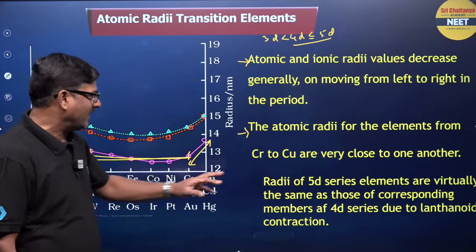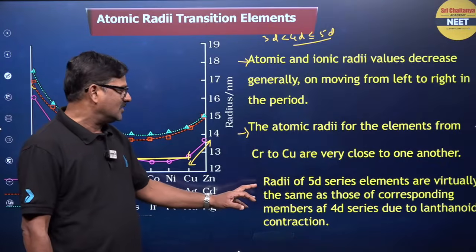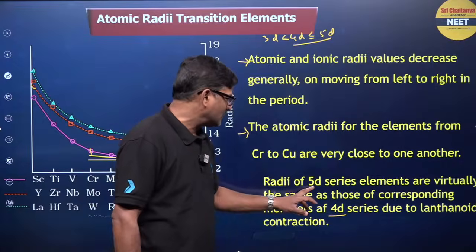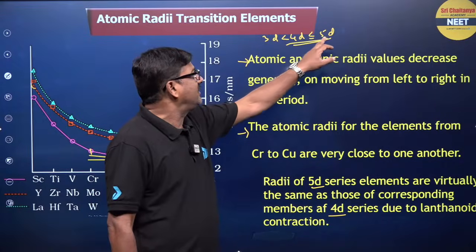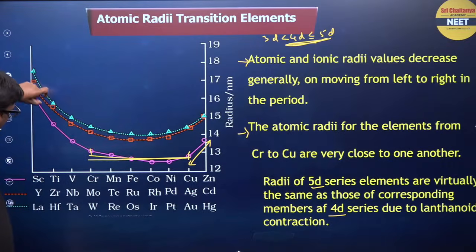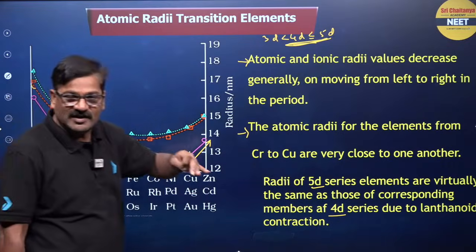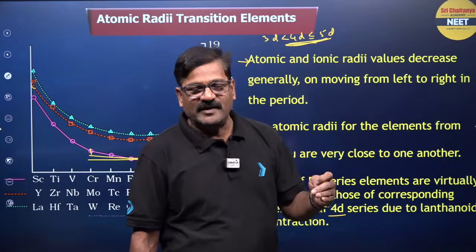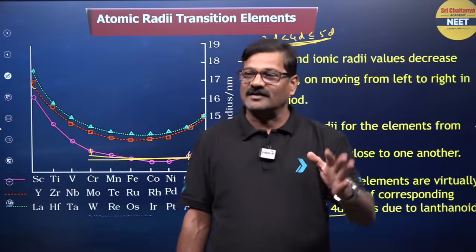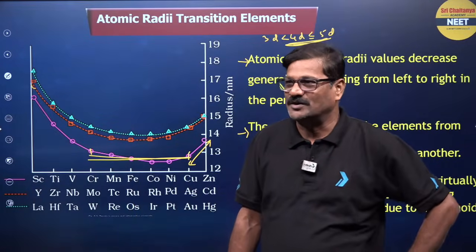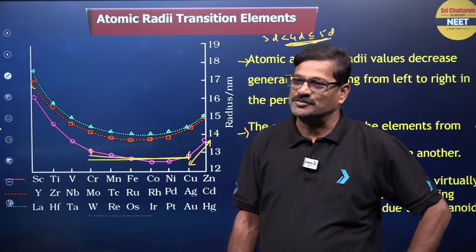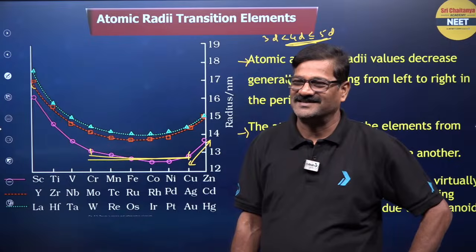You can see the 5d series elements are virtually the same as the corresponding members of the 4d series. The radii of 4d and 5d are almost the same because of the poor screening effect of 4f orbitals, and due to lanthanide contraction. You can just visualize that. Hope you understand. If you have any doubt, please ask quickly.